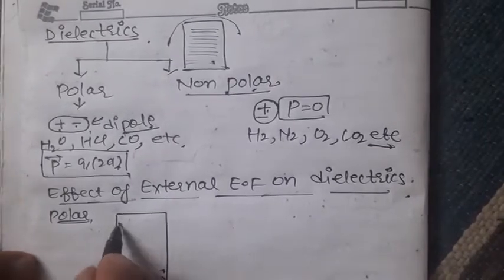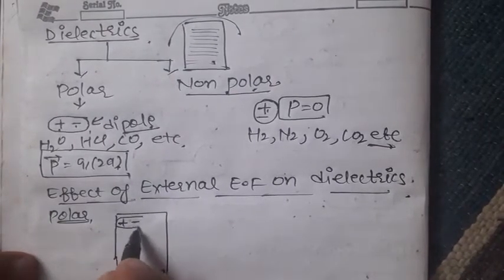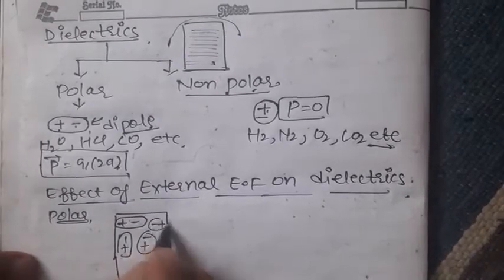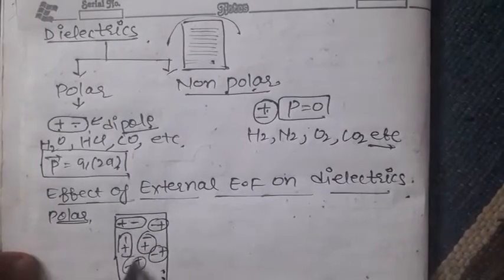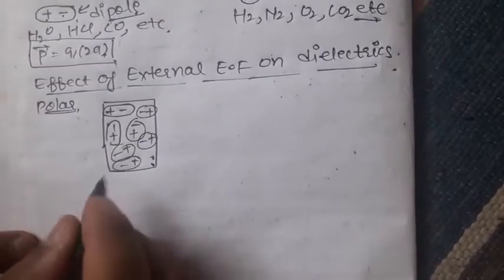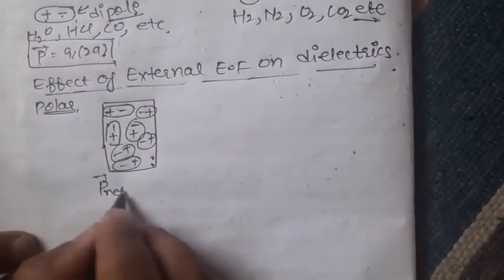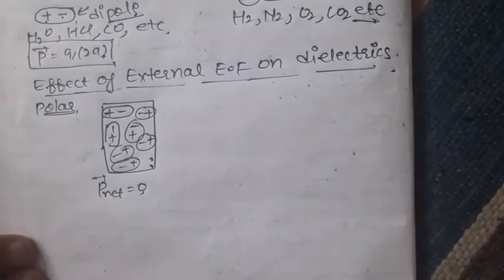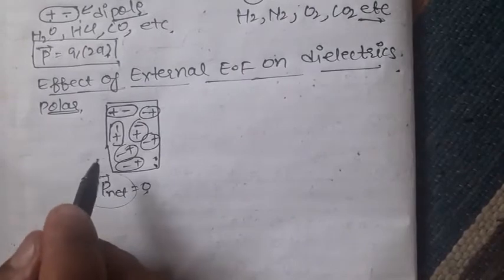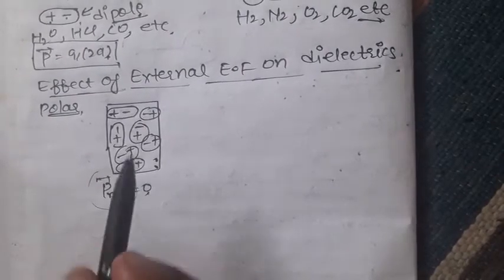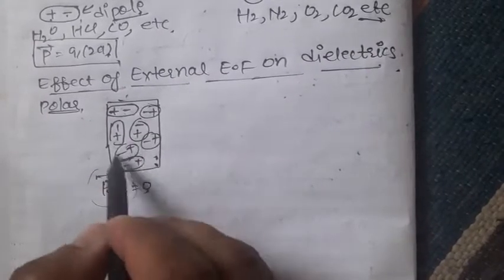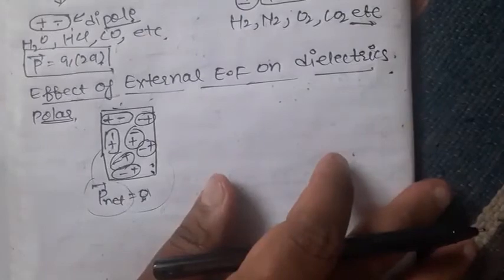Now in this polar dielectric we have positive and negative charges which do not coincide. All molecules are randomly oriented, some going this way, some that way, in different directions. But one thing is clear: if I find the net dipole moment, the answer will be zero. The question comes, sir, why is it zero? Because dipole moment is a vector quantity. We have defined its direction from negative to positive. So once you calculate the net dipole moment, this one cancels that one, and the net moment comes out zero.